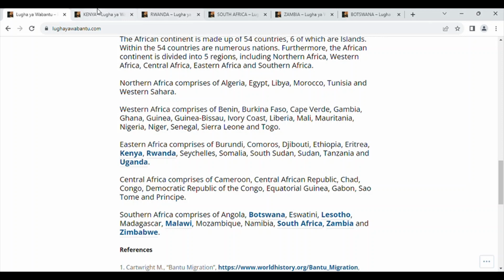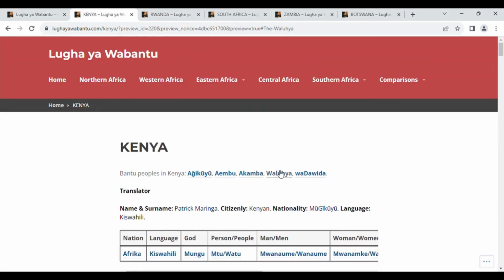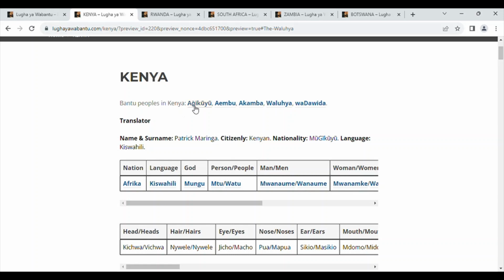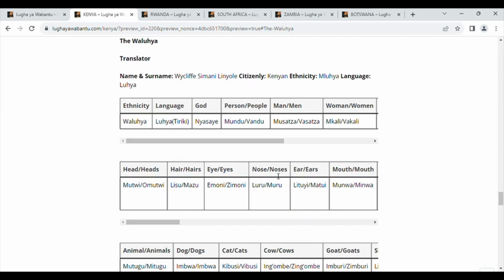Now we'll move to Kenya, and up here is a list of some of the Bantu peoples of Kenya. I haven't yet got all of them. This is just some. These are up here to let people know that these are the Bantu peoples of Kenya and to also make navigation easier. So you can click on the Aembu, it will take you right there. You can click on Waluya, it will take you right there.